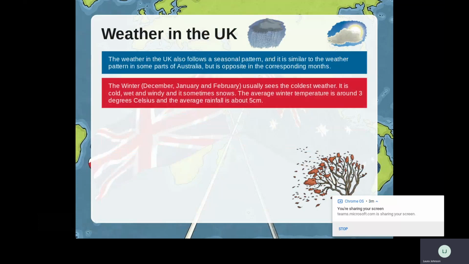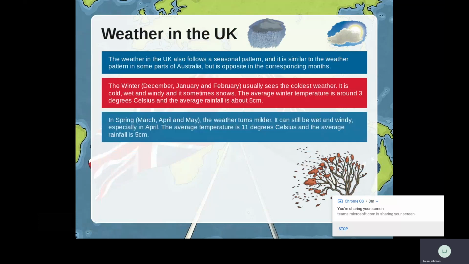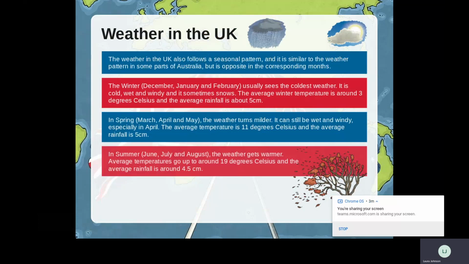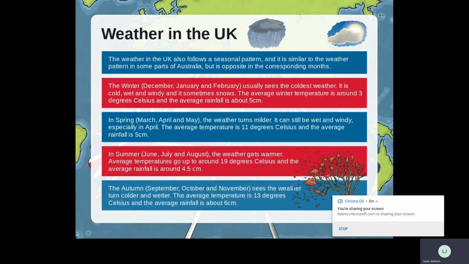The winter months are December, January and February, which is where we usually see the coldest weather. In spring, March, April and May, the weather turns milder. It can still be wet and windy, especially in April. However, this April we've had some very nice weather. The average temperature is 11 degrees and the average rainfall is 5 centimetres. In summer months, June, July and August, the weather gets warmer and the average temperature goes up to around 19 degrees. And our autumn is September, October and November and sees the weather turning colder and wetter.